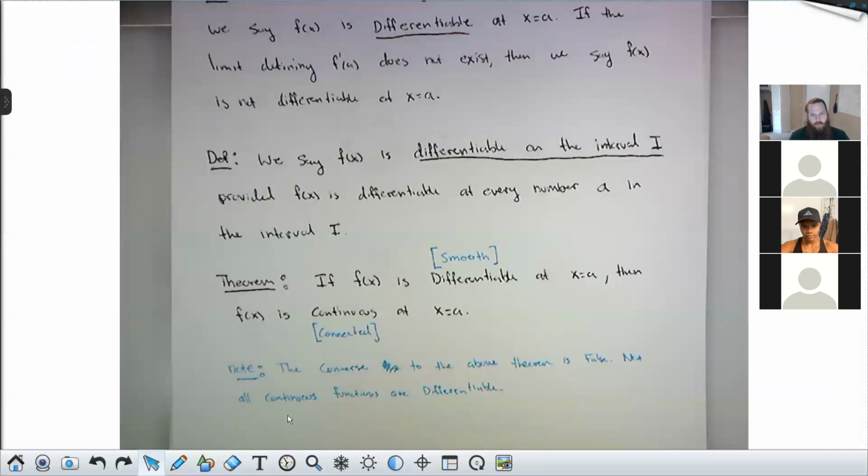It does exist. It is a very real function that is continuous everywhere. It's connected, but smooth nowhere. It's never differentiable. So that's a cool thing, right?